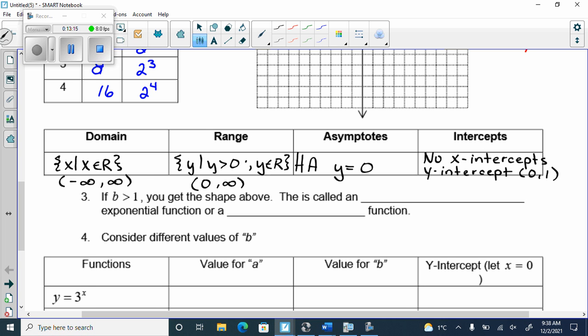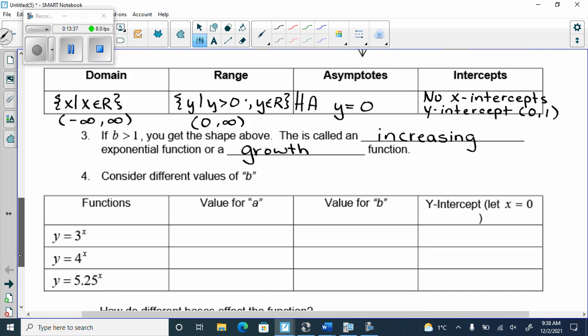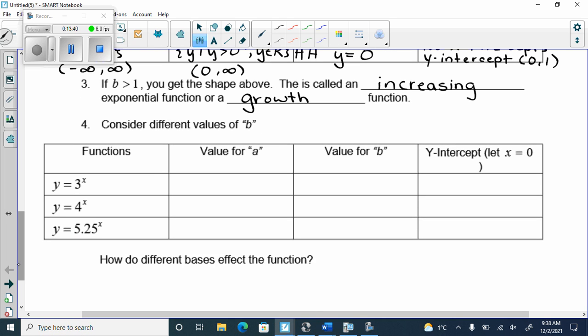If b is greater than 1, you get the shape above. This is called an what? Increasing. You know that it has to start with a vowel because I use the word an in front of it. An increasing exponential function. What's the value of a for this one? 1. So this would be 1, 3 to the x. So the value of a is 1.